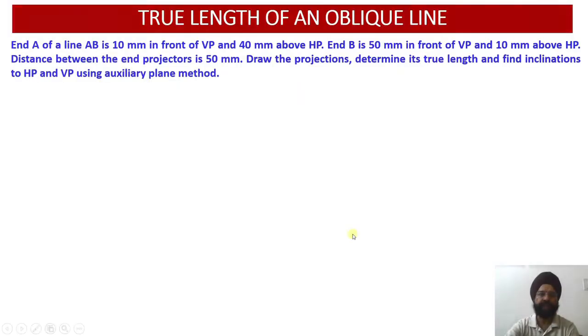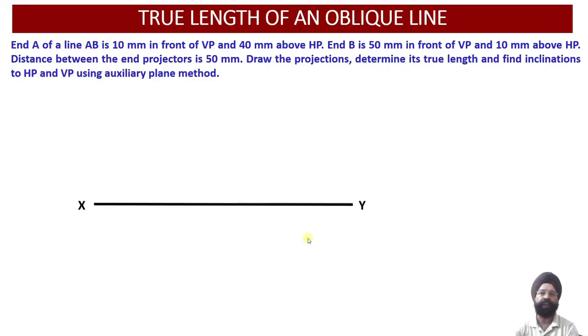Now we are going to discuss the applications of the auxiliary planes. The first application of the auxiliary plane method is to evaluate the true length of an oblique line. We have already learned how to determine the true length of an oblique line using the rotation of the line method, and we will see how the auxiliary plane method compares with it towards evaluation of the true length of an oblique line.